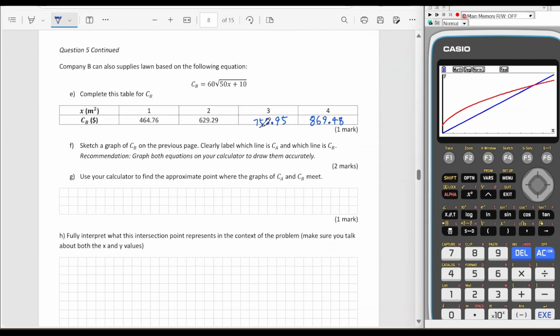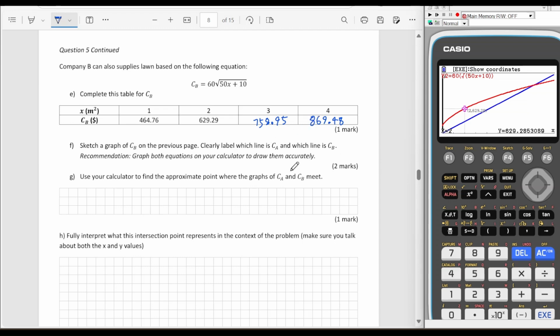So what I was saying you could do before is you can absolutely just go trace and then type 1. And on the red graph, you'll see it's 464.76. You can go trace in 2, and if you scroll up to the red graph, you'll see it's 629.28. So you can use trace to fill out this table as well.